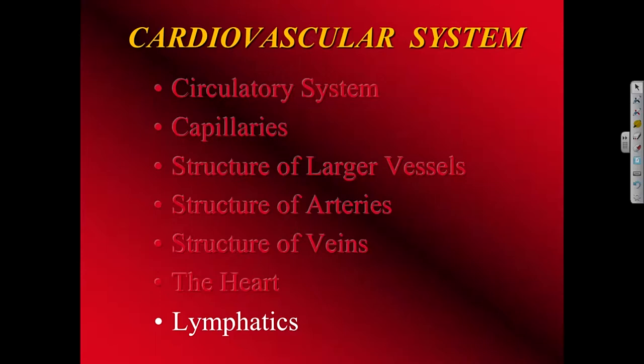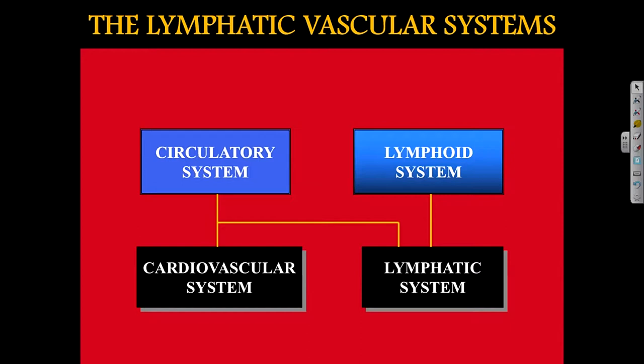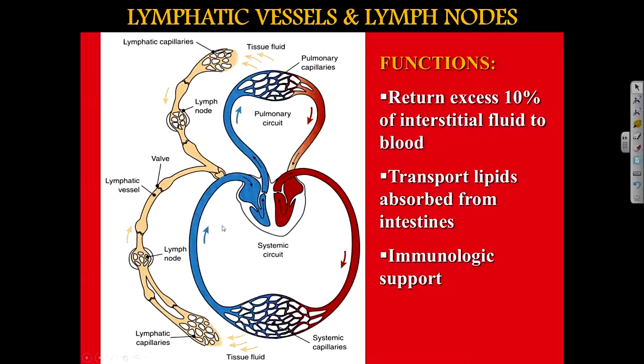Okay, now we've looked at the blood vessels of the circulatory system, arteries, veins, and smaller vessels. We've looked at the structure of the heart. Now let's look at lymphatic vessels. Lymphatic vessels are a parallel unidirectional circulatory system that is basically collecting fluid from the body, the tissues and organs, and draining back into the venous system. So it's in parallel to the circulatory system and drains back into the venous component of the circulatory system.